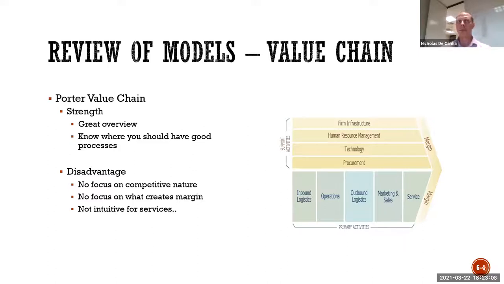And finally, this model is not particularly intuitive for services, being maybe a little bit older, and you really have this idea that primary activities are stated in the language of goods. But it is not to say that you couldn't take, as we saw, a hospital, which is effectively a services firm, and run it through this. Right, and similarly with an accounting service.